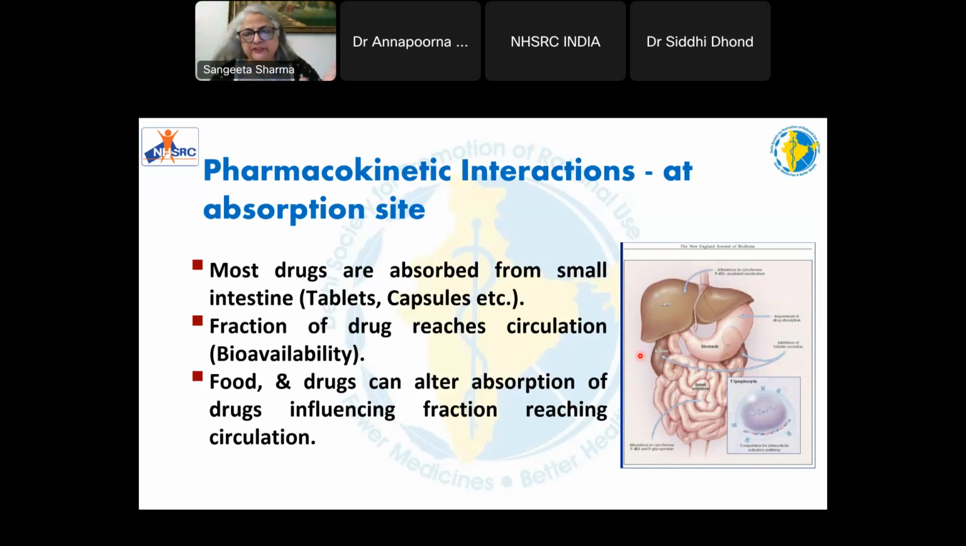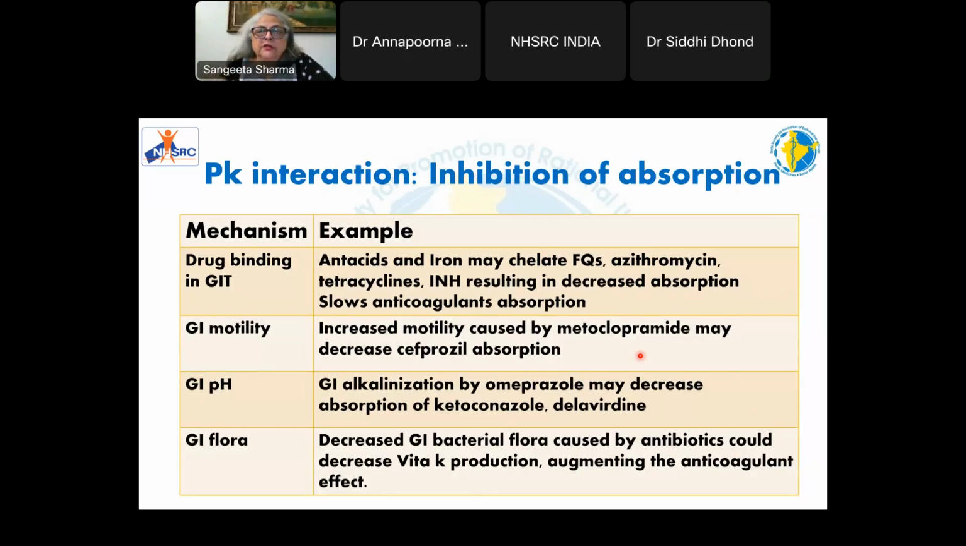So food and drugs can alter the fraction of the drug reaching the circulation. You must have read about first pass effect. Many of the drugs undergo high first pass metabolism. In one circulation through the liver, the majority of the drug is metabolized, making the oral route unsuitable for this type of drug. But this can happen: if you are giving two drugs together, they may alter the first pass effect and alter the availability.